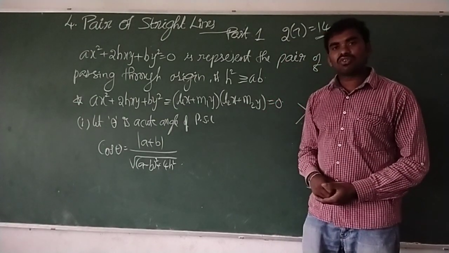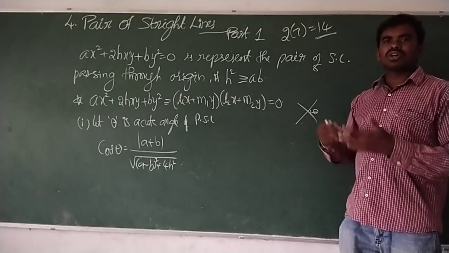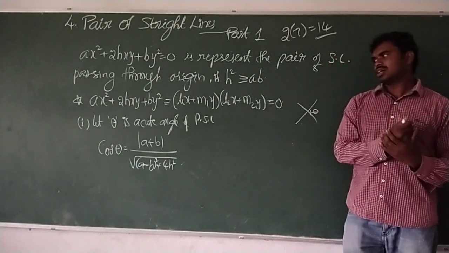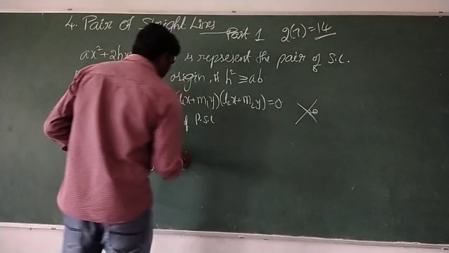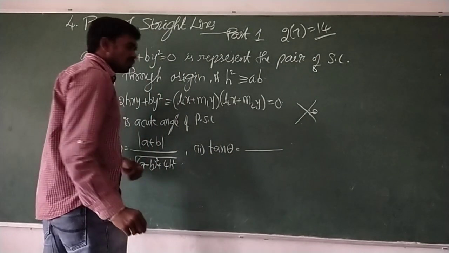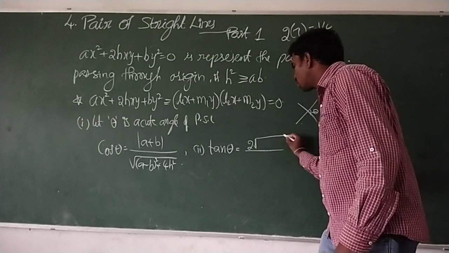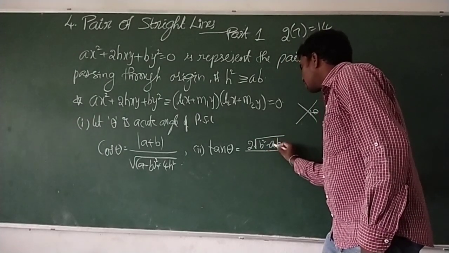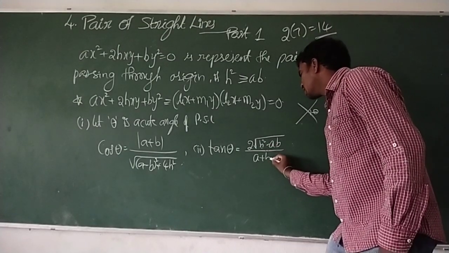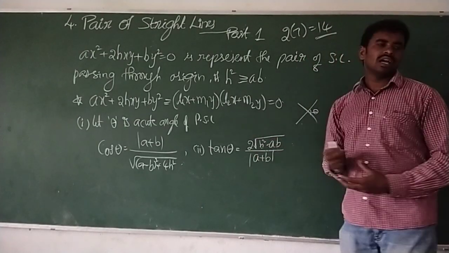In the next 7 marks questions we have, definitely I will take you in the next part. But there we use the cos theta formula a1a2 plus b1b2 by root of a1 square plus b1 square into a2 square plus b2 square. Okay, cos theta equal to this. Even in terms of tan also we can represent, that is tan theta equal to 2 into root of h square minus ab by, what is the numerator, a plus b. If it is in first quadrant, acute angle, take modulus. This is the angle formula.